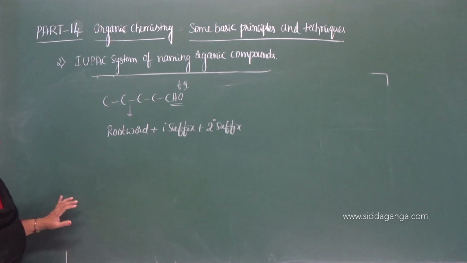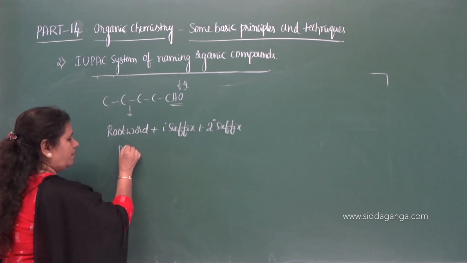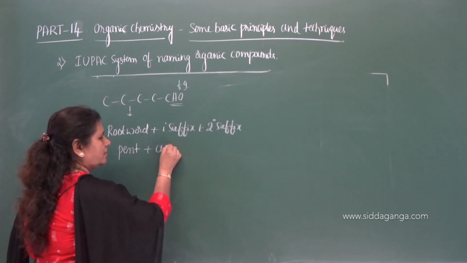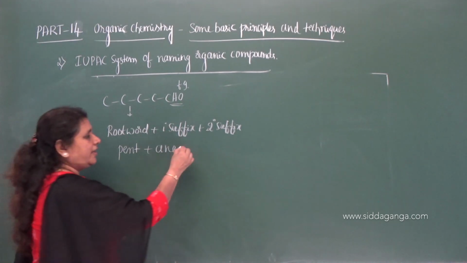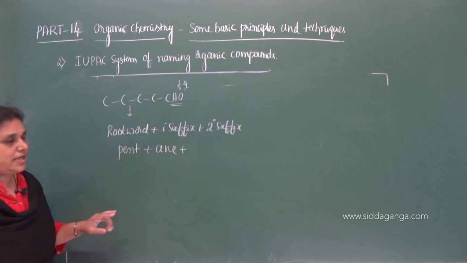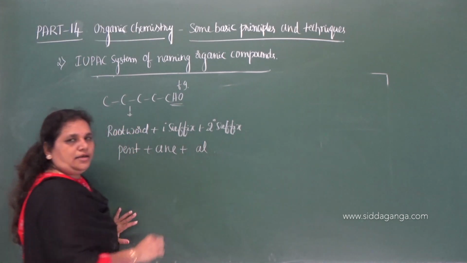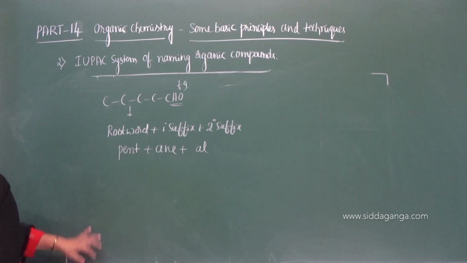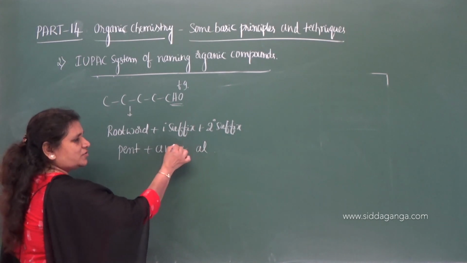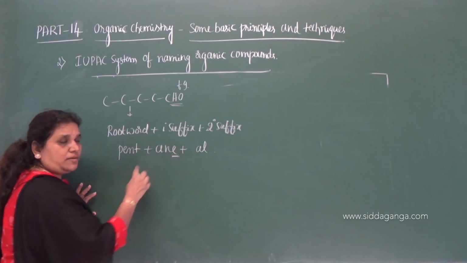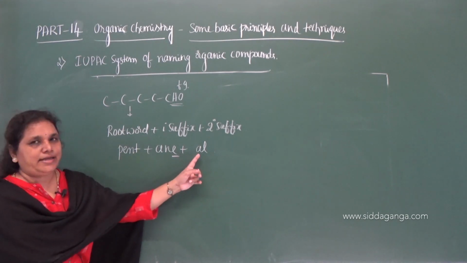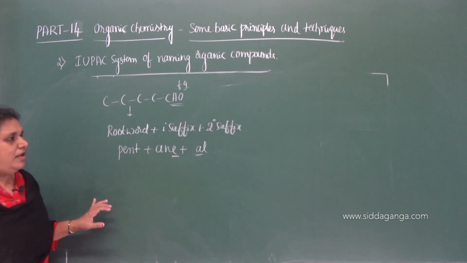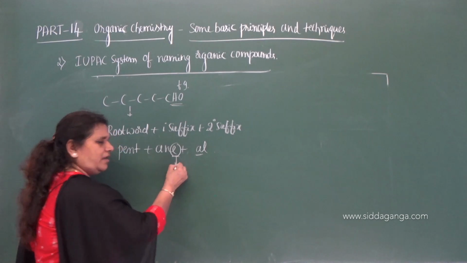Then what is the root word? In the parent chain it is pent, because there are 5 carbon atoms. What is the primary suffix? ANE. If the aldehyde functional group is there, what is the secondary suffix? It is AL. AL is the secondary suffix if the aldehyde CHO group is there. Correct. Now, while adding the secondary suffix to the primary suffix, we need to drop the terminal E. That depends on the secondary suffix. As the secondary suffix starts with A, which is also a vowel, we need to drop this terminal E.